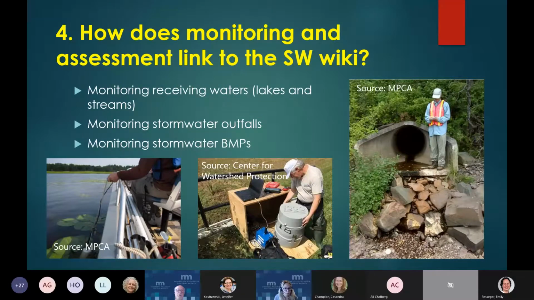So I'm going to talk about 3 types of monitoring that help feed us information. Monitoring in receiving waters, that'd be lakes, streams, wetlands when applicable. Monitoring of stormwater outfalls, and then monitoring of individual stormwater BMPs. Next slide.